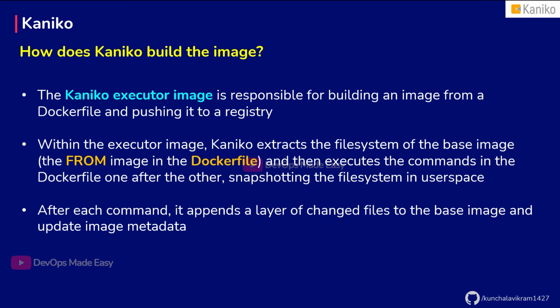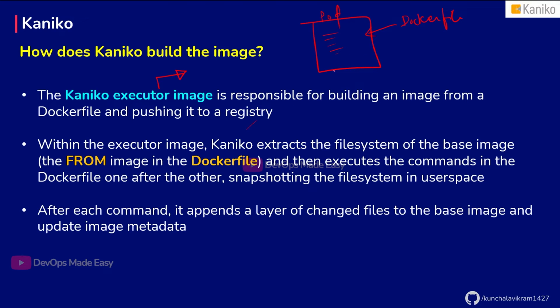The Kaniko executor image is responsible for both building your container image from the Dockerfile and also pushing it to the registry. The way it does this is, we create a Kubernetes pod based on this Kaniko executor image, and we supply the Dockerfile. Once it has the Dockerfile, it executes all the commands from the Dockerfile and builds your container image, and after building it can also push it to any registry.